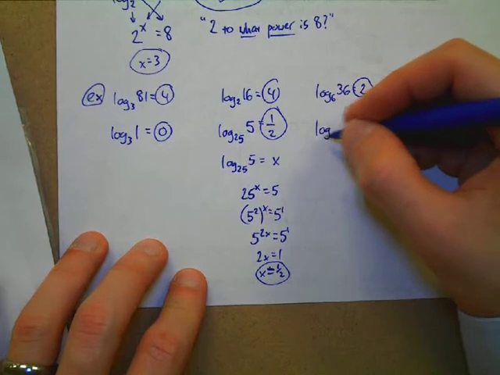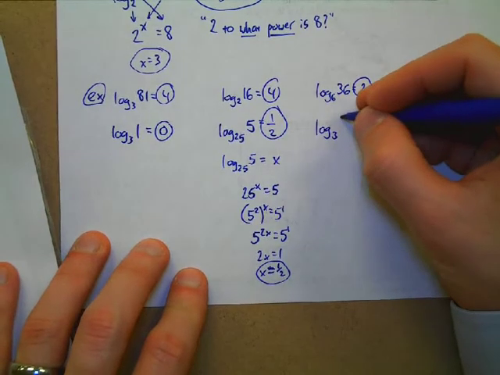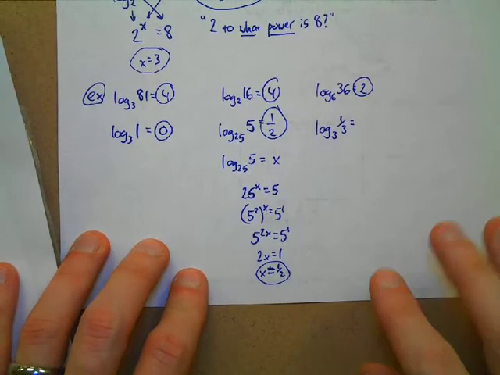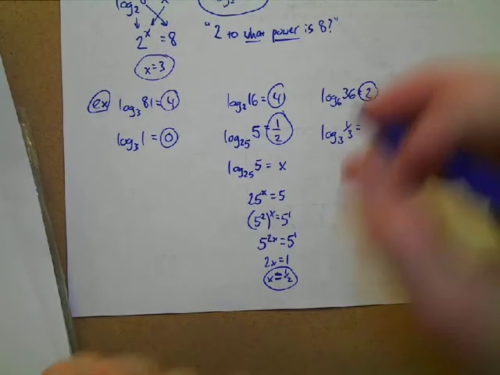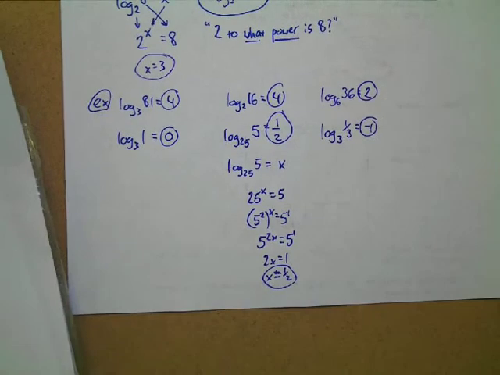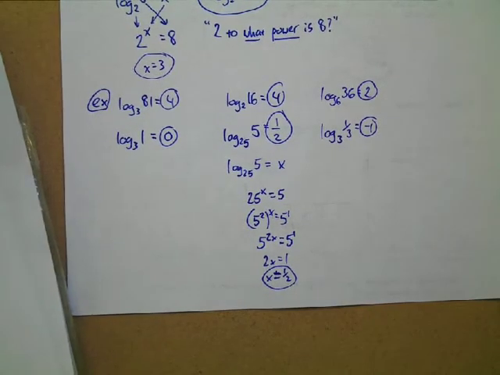I'll show you how to use a calculator eventually, though, how to do this. Okay. How about log base 3 of 1/3? Or in other words, 3 to what power gives you 1/3? 3 to what power is the same as 1/3? -1. Yeah. -1. 3 to the -1 gives you 1/3. So the answer is -1. Good job.